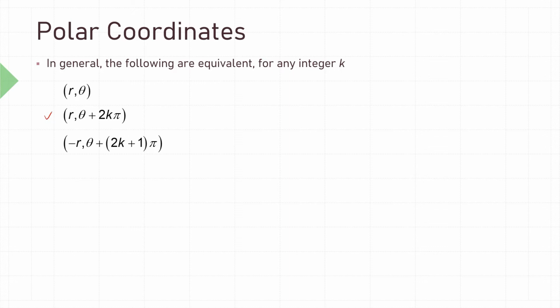Right, so in general, the following r theta is actually equivalent to r theta plus 2k pi, with the condition that k is any integer. Integer can be -2, -1, 0, 1, 2, 3, and so on, also -3, -4, and so on. So if you substitute, then it will be the same thing. So r theta is equivalent to r theta plus 2k pi, or -r theta plus (2k plus 1) pi. You can try this.